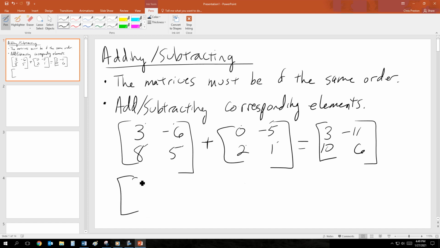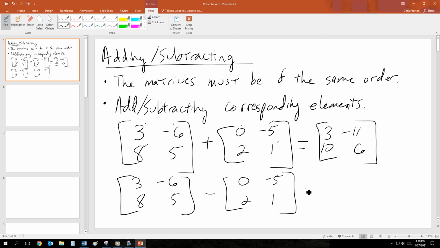Likewise, if I wanted to take these same two and subtract them, then I would just subtract the matching spots. So they're the same size. So 3 minus 0, that's 3. -6 minus -5, well, remember, minus -5 is plus 5. So -6 plus 5 is -1. 8 minus 2 is 6. 5 minus 1 is 4.